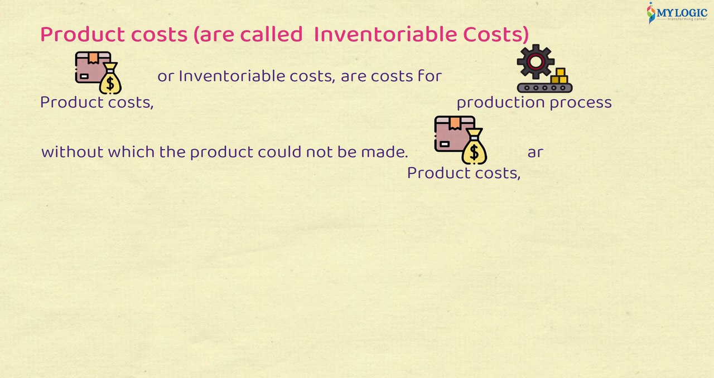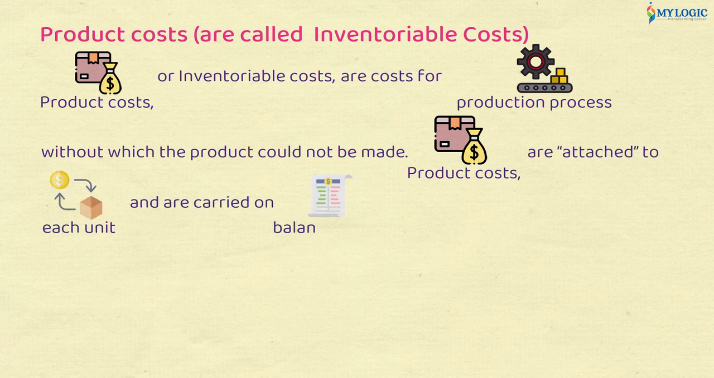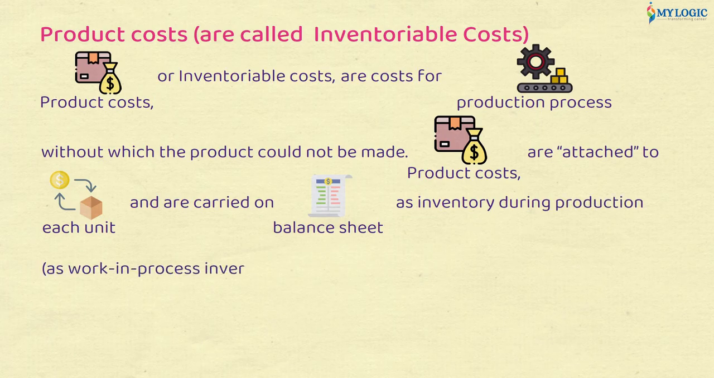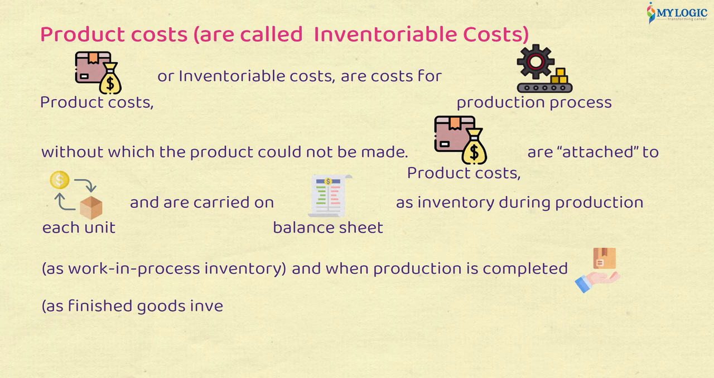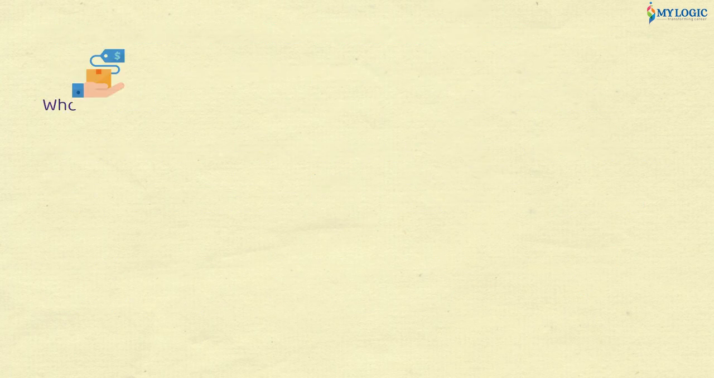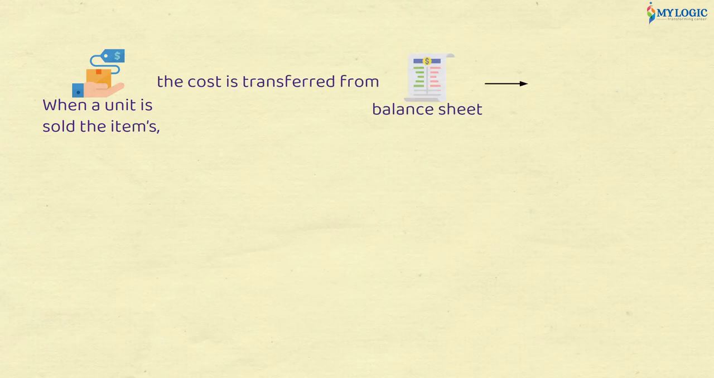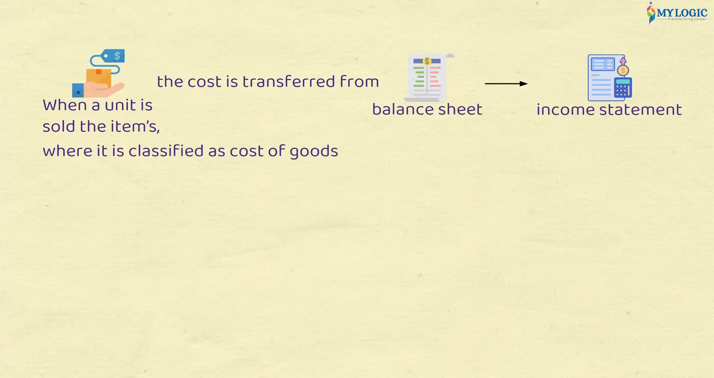Product costs are attached to each unit and are carried on the balance sheet as inventory during production, as work-in-process inventory, and when production is completed as finished goods inventory until the unit is sold. When a unit is sold, the cost is transferred from the balance sheet to the income statement, where it is classified as cost of goods sold, which is an expense.